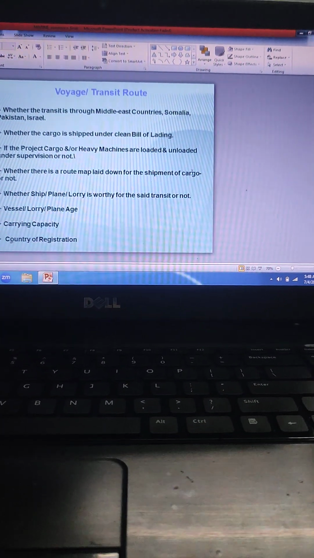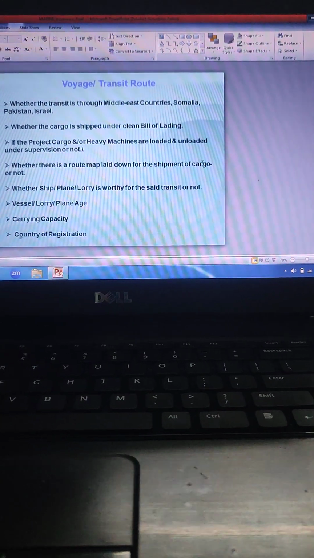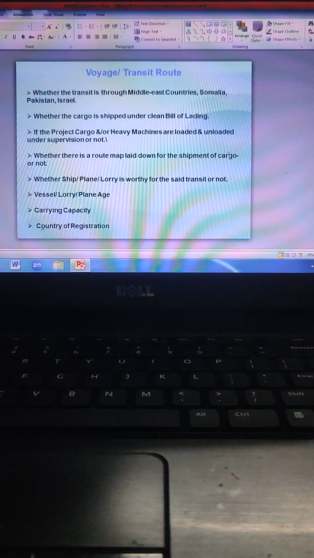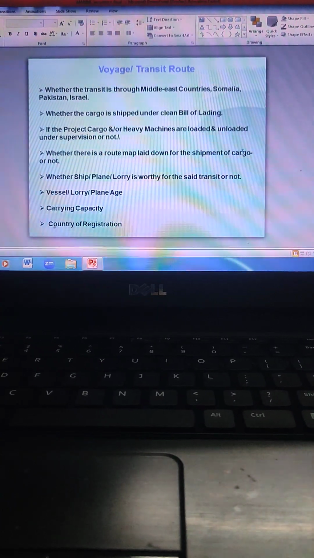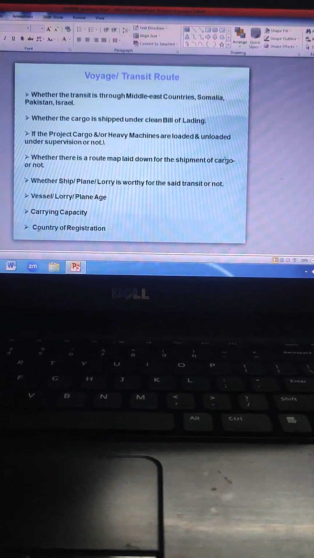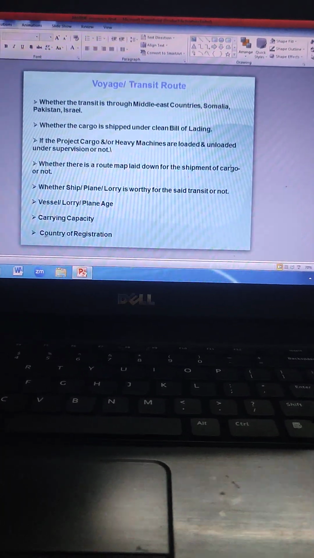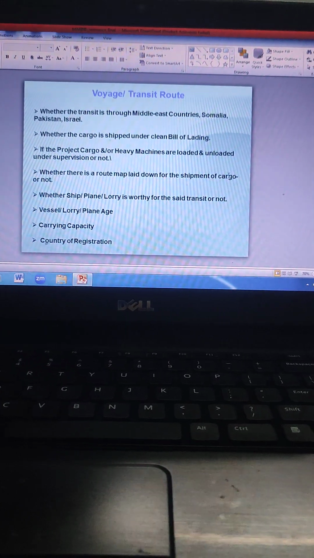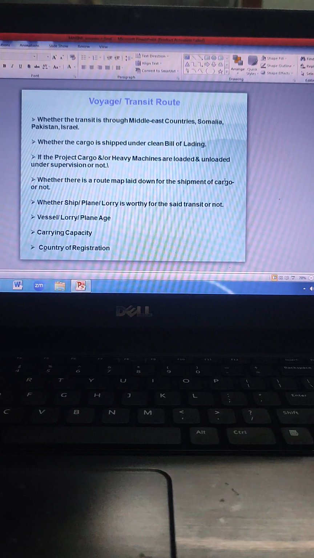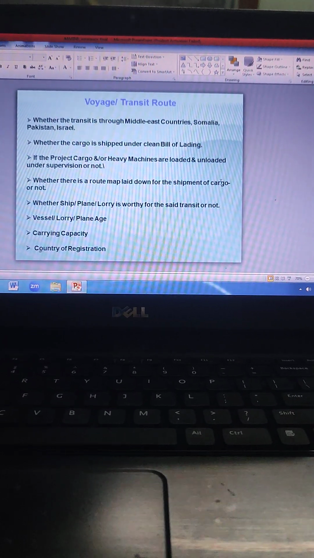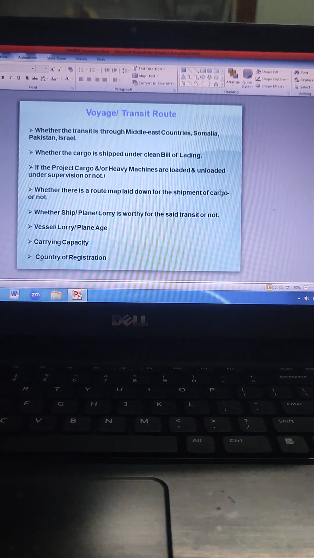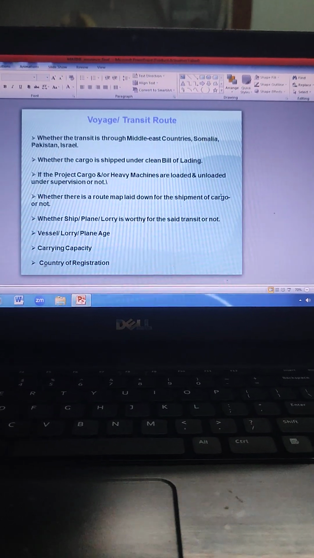Voyage means what is the transit or route. Is the transit through Middle East countries like Somalia, Pakistan, Israel? Whether the cargo is shipped under clean bill of lading, whether project cargo or heavy machinery are loaded and unloaded under supervision or not, whether there is a route map laid down for the shipment of cargo or not, whether the ship, plane or lorry is worthy for the said transit or not, and the vessel's, lorry's or plane's carrying capacity.